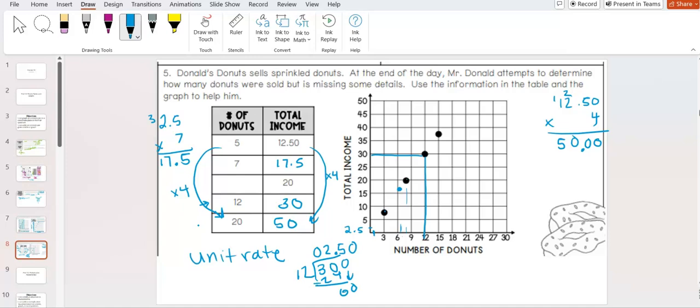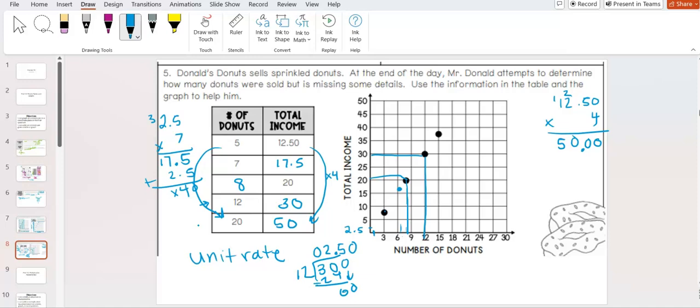I could also, so then 20. So if I had an income of 20, it's going to be right here, and we can estimate that to be about 8. We could also add 2.50 here, and then that's $20 even. So you kind of have to use a little bit of the table and graph, but a little bit of your unit rates and ratios to solve your problem.